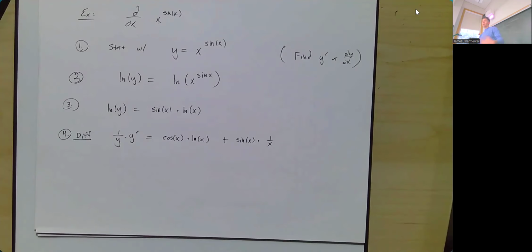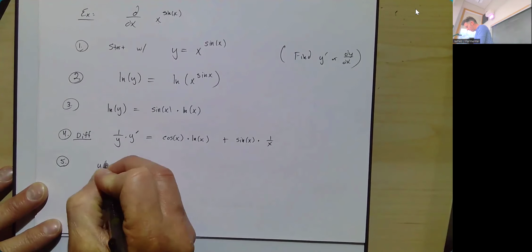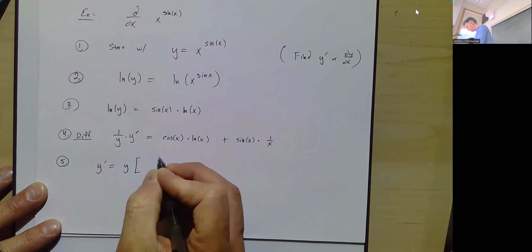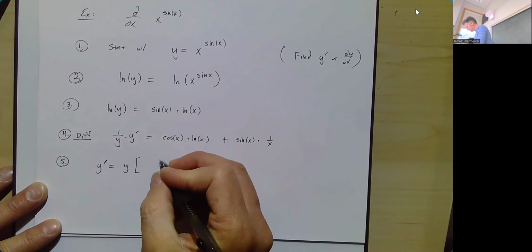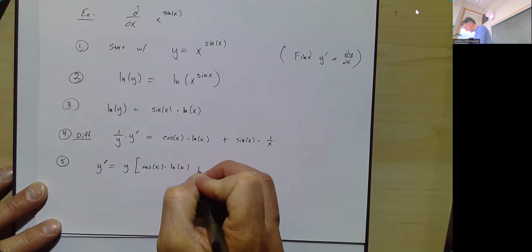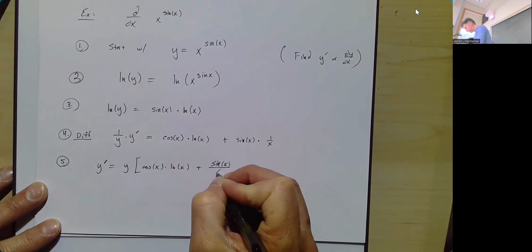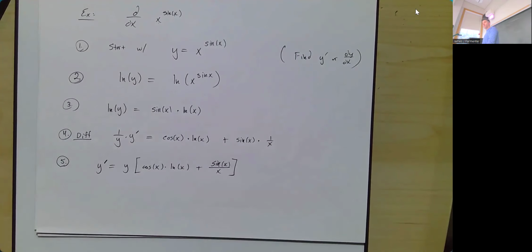And then just like with every other problem, we solve for y prime. So I'm going to multiply both sides by y in this case and get y prime equal to y times all of that: cosine of x times natural log of x plus, I would probably rewrite this as sine of x divided by x. Finally, replace y with x to the sine of x power, because that's what it's equal to.